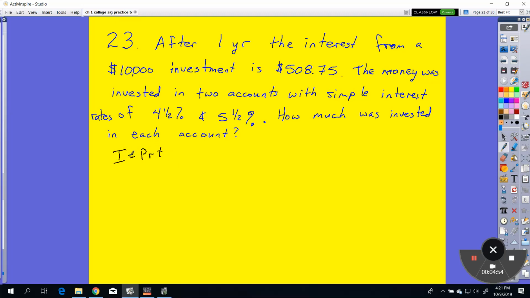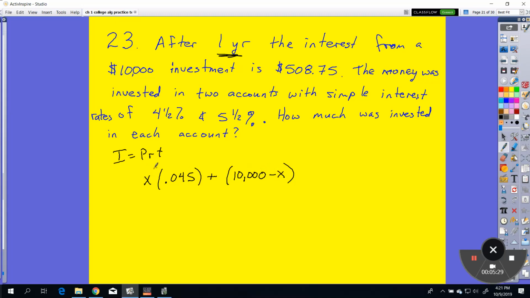So I have two of those, one for the 4.5% and one for the 5.5%. So the principal on the first one I don't know, so I'm just going to call it x. The rate is 0.045, that's 4.5, and the time is 1 year, so I don't even need to put the 1. On the second one, I know I put in $10,000, so if I take off X amount of that, this one I'm going to have 10,000 minus X dollars. So if X would have been 3,000, this would have been 7,000.